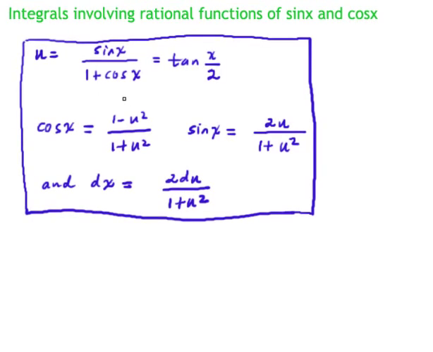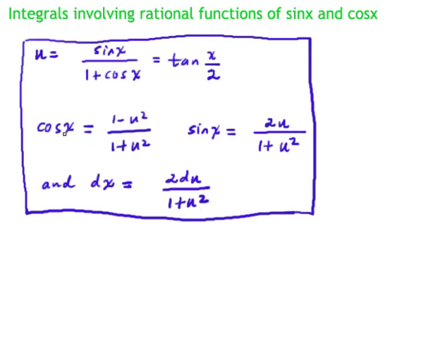Here's what we have to know for our technique. The basic substitution is u equal to tangent x over 2. Using some trig identities, tangent x over 2 is equal to sine x over 1 plus cos x. So if u is equal to tan x over 2, we'll be able to show that cosine x is equal to 1 minus u squared over 1 plus u squared, sine x is equal to 2u over 1 plus u squared, and dx is equal to 2 du over 1 plus u squared.